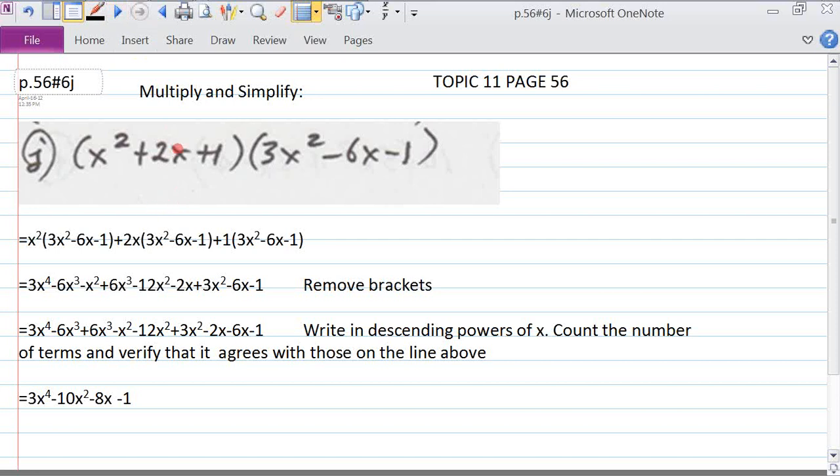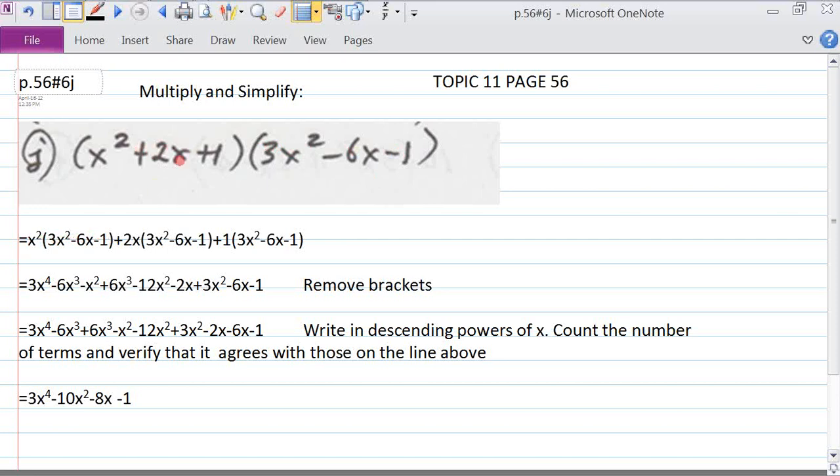So if we go to this problem here, we take the first bracket and we multiply it, or the three terms that are in the first bracket, and we have to multiply by the three terms in the second bracket. So what we're going to do is take the first term, x squared, and multiply it by the contents of the first bracket. X squared times the contents of the first bracket.